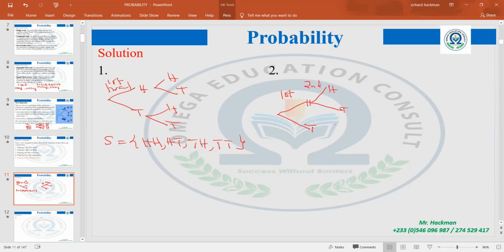And again, if the first trial gave you a tail as the outcome, and you are going for your second trial, you still have 2 outcomes. So you should have 2 branches emanating from this outcome point. However, we can't end here because we are dealing with 3. So it means we have to go for our third trial.